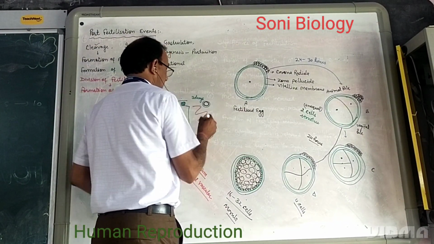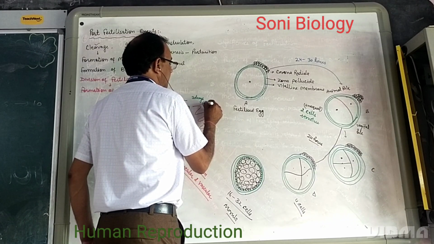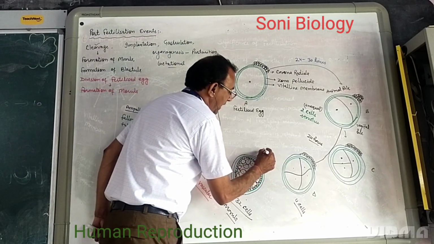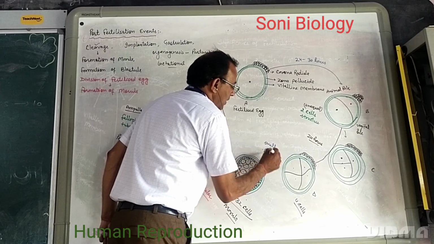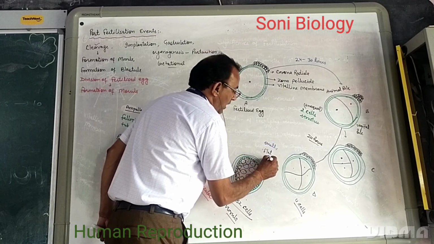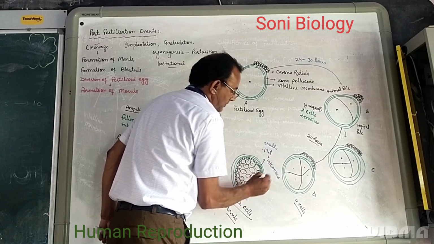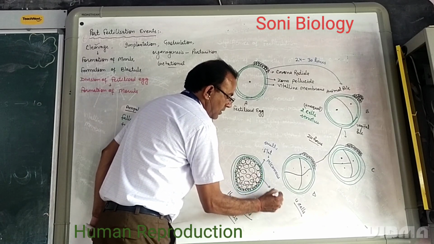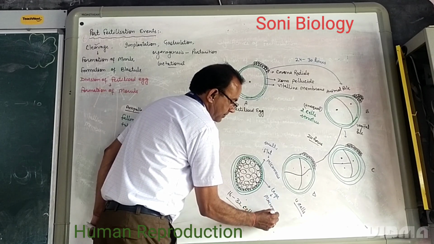It contains some smaller cells just near the surface and larger cells inside. The smaller cells, which are flat, are called micromeres, and the larger cells which are inside are called macromeres.